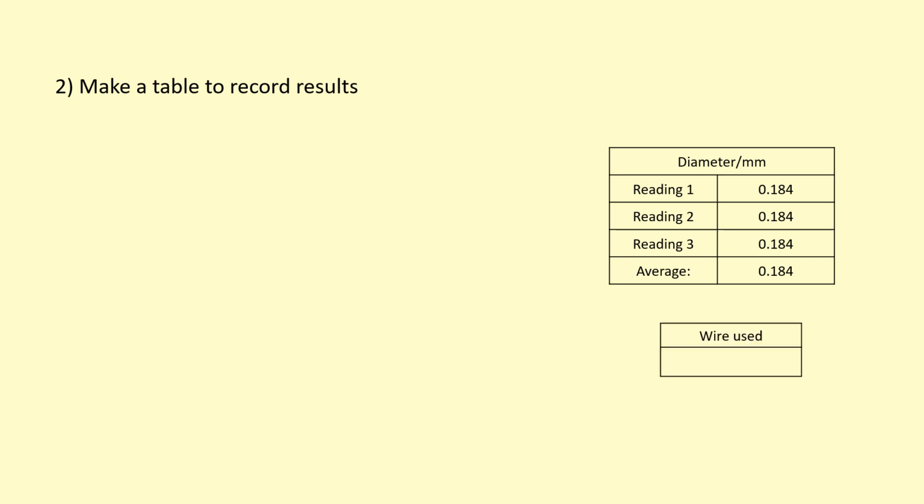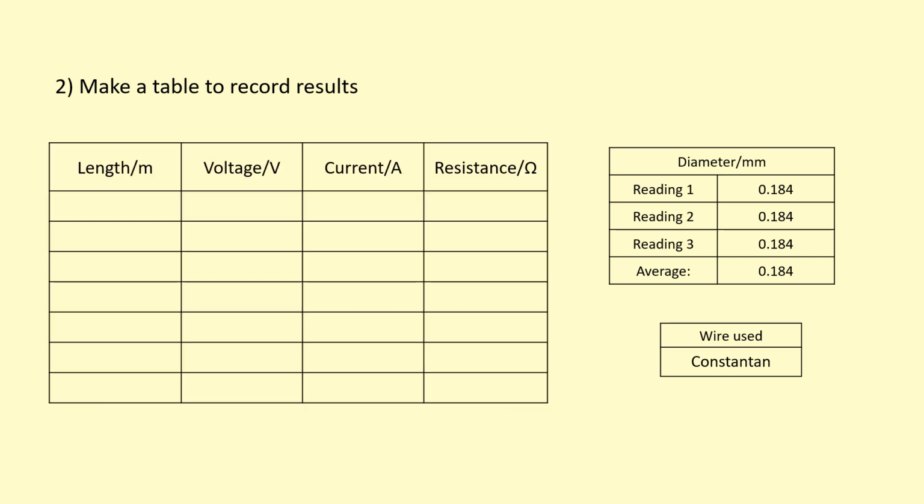And then before you start the practical, make sure you write down the type of wire that you use and the material that it's made out of. Because for example, I use constantan, and you're going to use that later. We're going to research and find what resistivity we should have got. Okay, we're going to change the length during the practical.